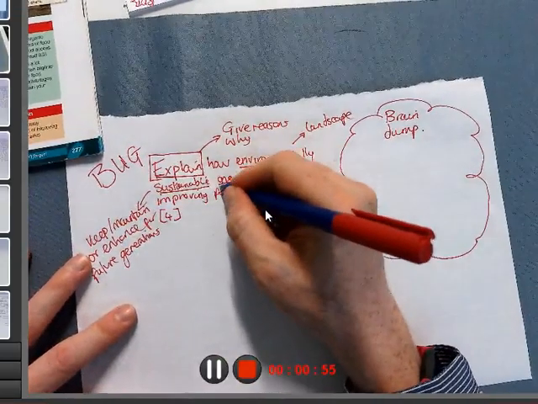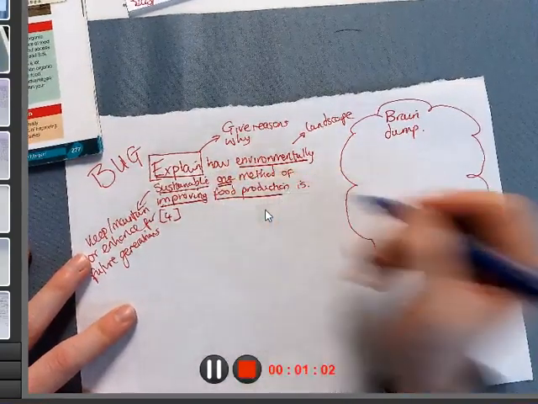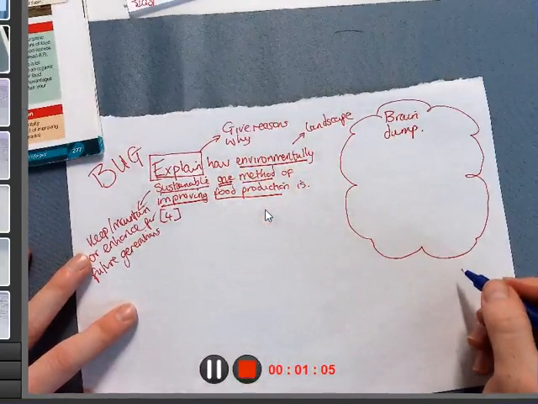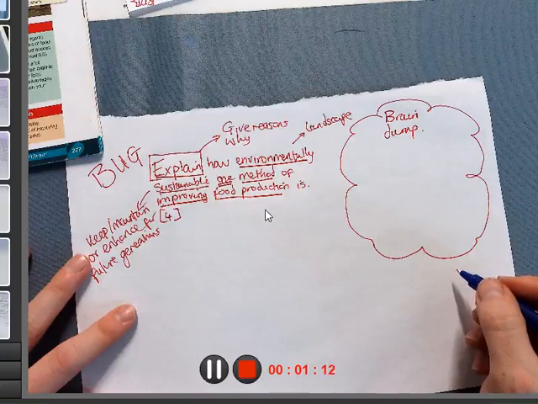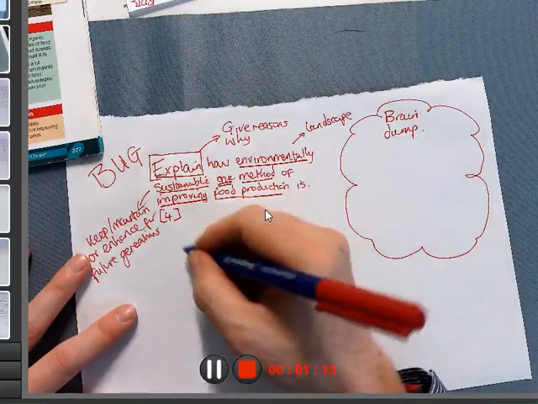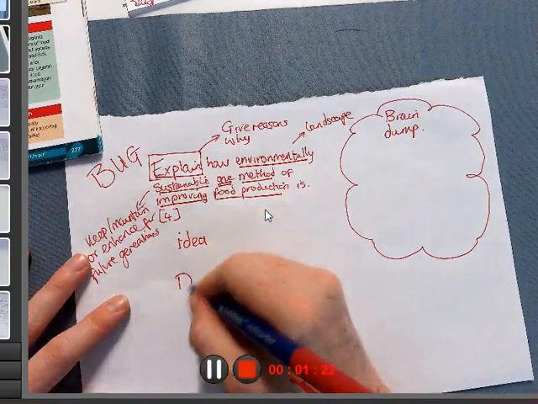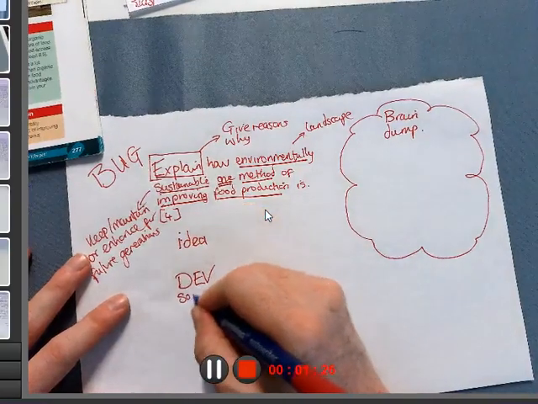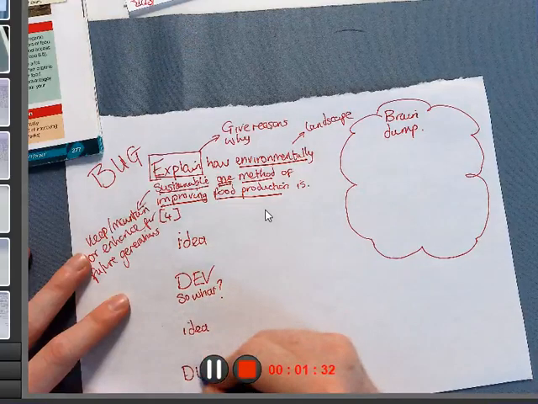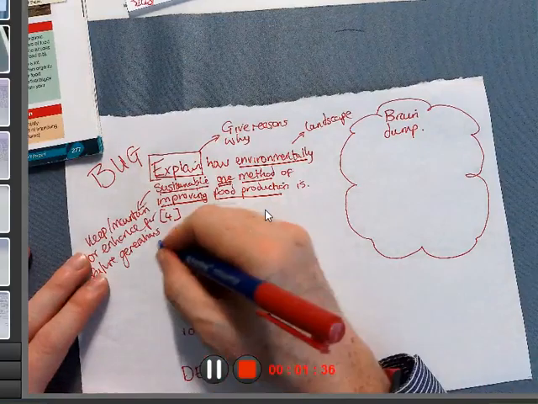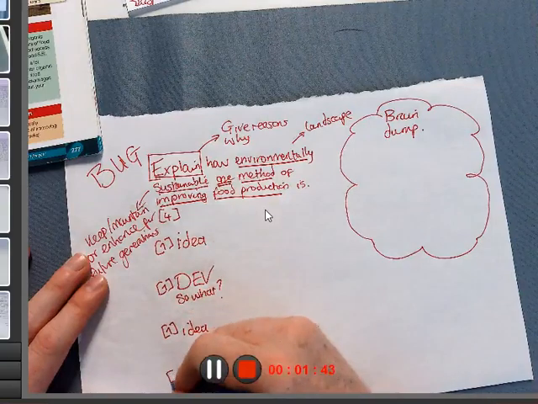1, double underline that because it only wants one method. Improving food production method. So basically in a nutshell, what method can improve the environment but also food production? Because it's explain, it's going to ask you for an idea. Development. Remember, our strategy for development is so what? And then it wants an idea, and it then wants another development. That's what marks the examiners would give you. So we can structure our model like this.